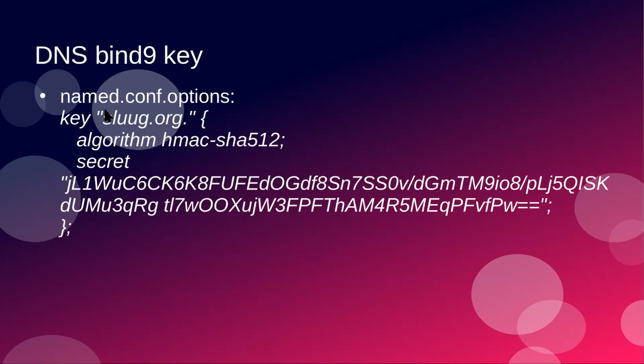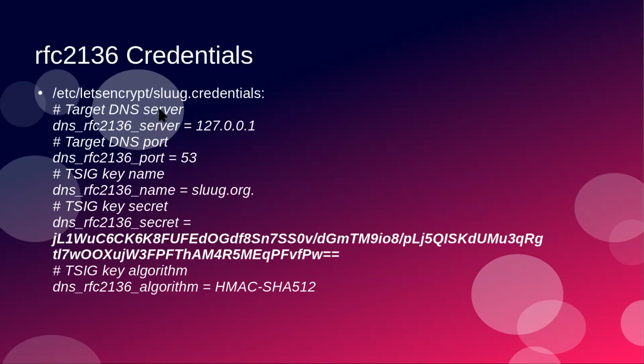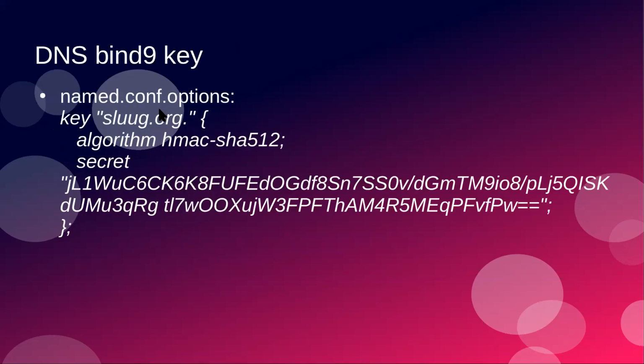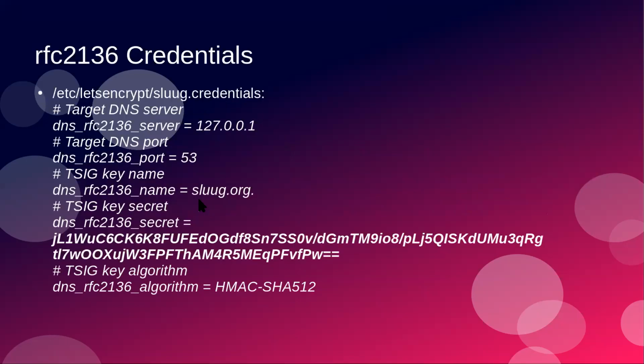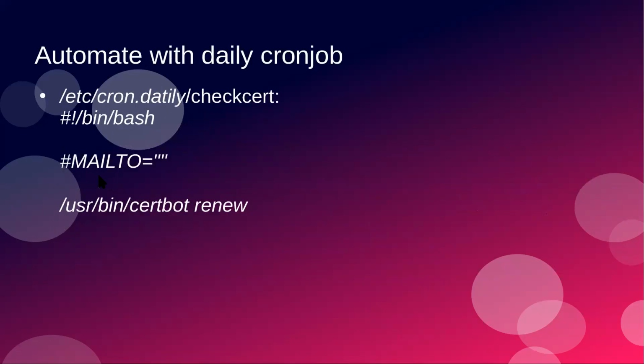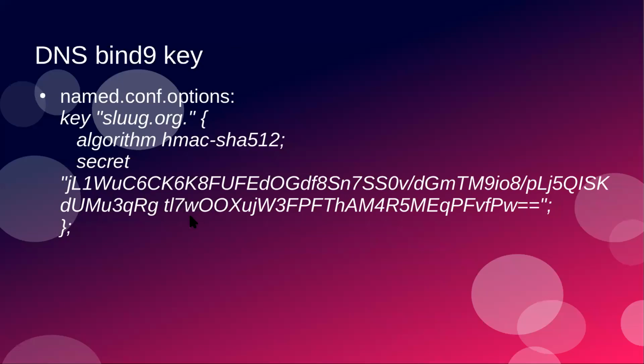So here is the key that is in named.conf. This is the key that certbot is going to use, and this is the key that named has as a secret. So when certbot uses this secret to send a DNS update to 127.0.0.1, because certbot is running on Bock, it sends the same key, which allows the update to proceed. That is how certbot automates the DNS update to insert that text record into the SLUUG.org domain.